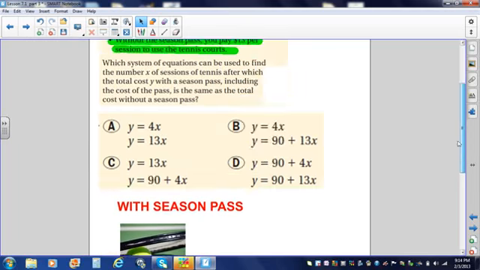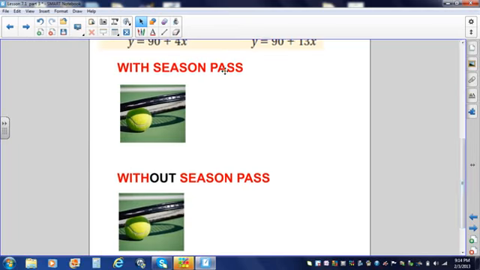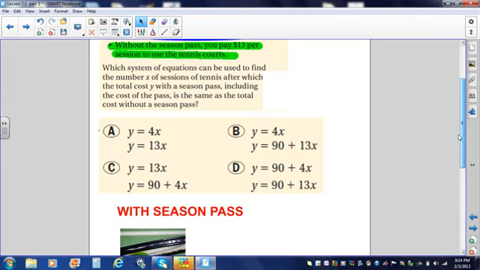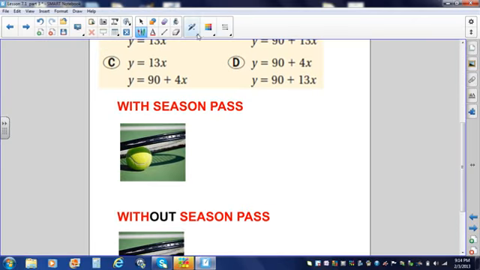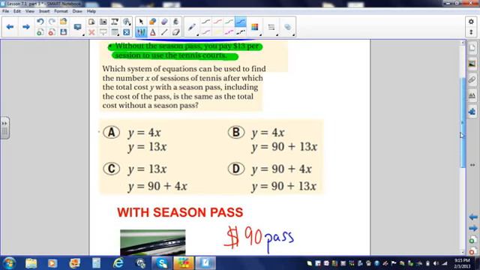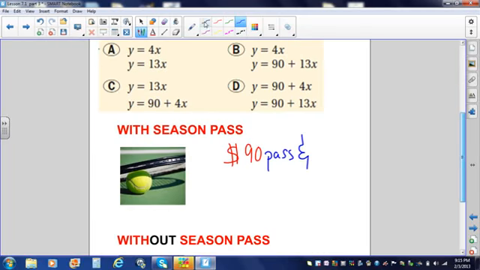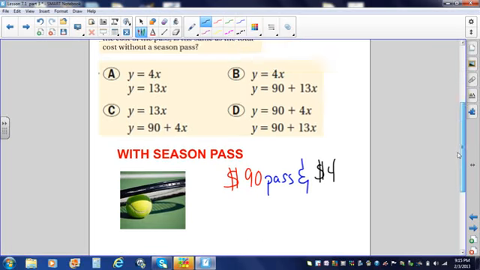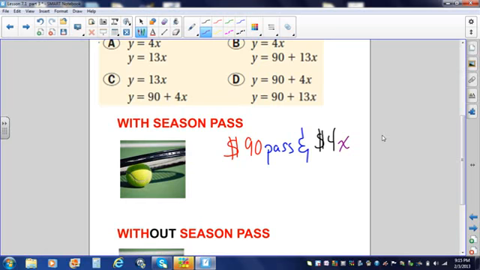So here we go. Please write down on your paper with the season pass. They told us the season pass was $90. So I'm going to write down it's $90 for the pass. You should write that down on your paper too. And it's $4 each time you use it. We are going to let X be the number of times that you use the tennis courts. So we're going to call this 4X.